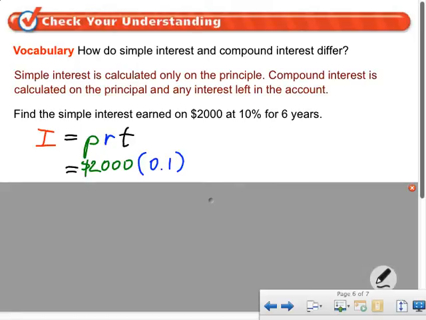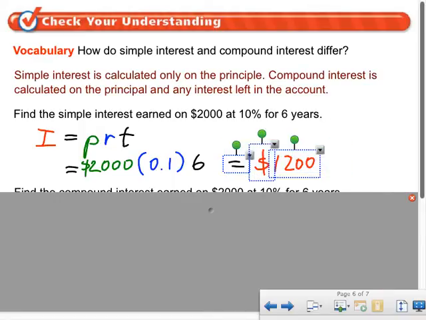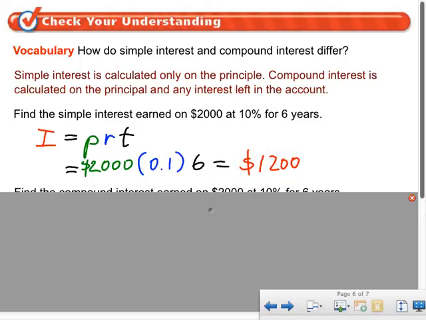Now, many of you might have been able to calculate this mentally. What did you get? What's 10% of 2,000? It's 200, right? Because 10% of 1,000 is 100. So 10% of 2,000 is 200. And then what's 200 times 6? Okay, so that is the interest that you would earn. That's the simple interest you'd earn after 6 years.